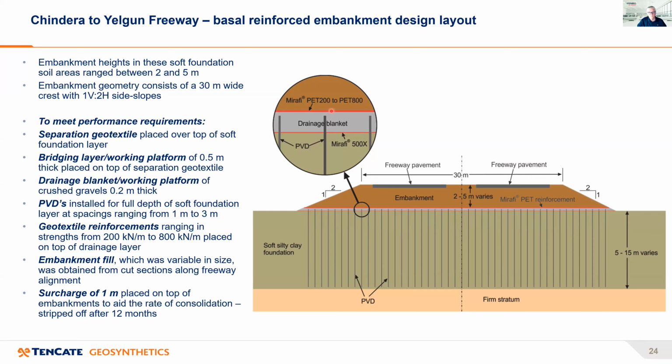And then on top of this, the basal reinforcement was placed. And again, depending on the depth of this soft layer, how soft it was, and the height of the embankment, the strength of the reinforcement ranged from, say, 200 kilonewtons up to 800 kilonewtons. And then after that, the embankment fill was placed, and this was variable size material, again from cut sections along the freeway. A surcharge of 1 meter was placed on top of the embankment, which allowed an accelerated rate of consolidation, and this was stripped off after 12 months to allow the pavements to be built.